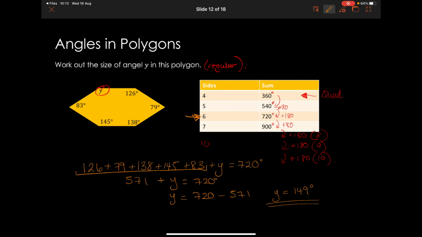Okay, not too difficult, I hope. So you just make it all equal to 720. We just didn't know what y was, and we worked backwards in order to find out. You'll see that this comes up quite a bit as well on expressions and equations and things like that, and we're working out values. Okay? All right then, let's move on to another question.